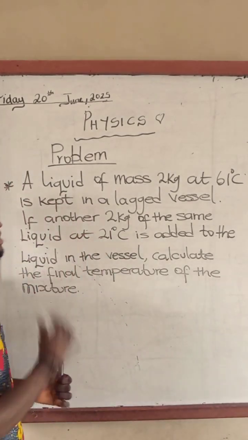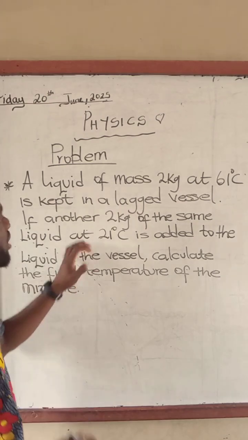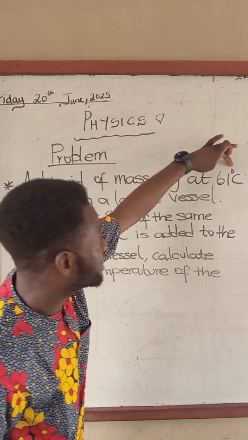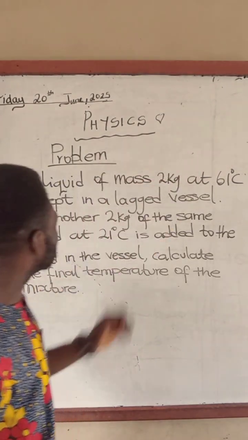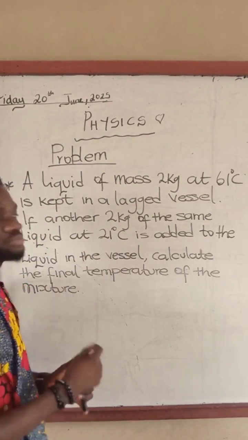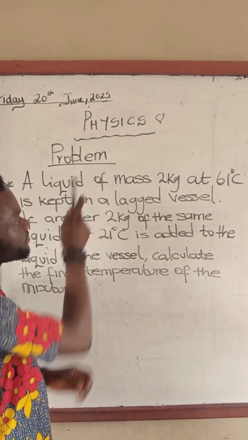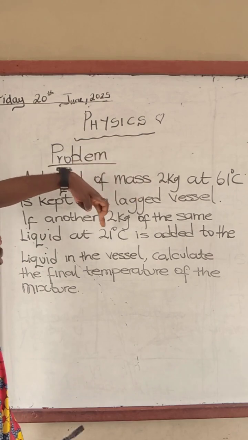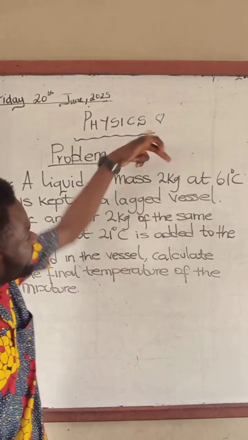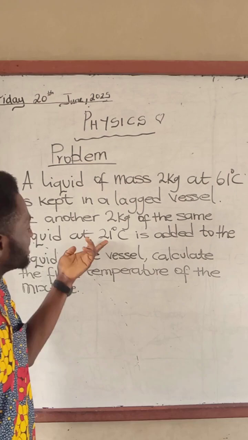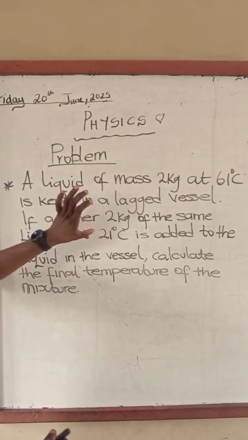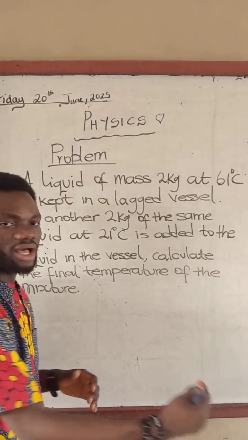That is exactly what happens in this particular question, where a liquid of mass 2 kg at 61 degrees Celsius was added to the same liquid of mass 2 kg but at a different temperature, 21 degrees Celsius. So the first one will lose heat to the other one at a lower temperature. There is heat flow. The first liquid loses heat and the second liquid receives the heat that was lost. So that's the foundation we must have, that there is heat gained and there is heat loss.